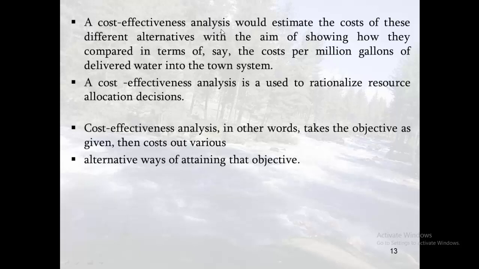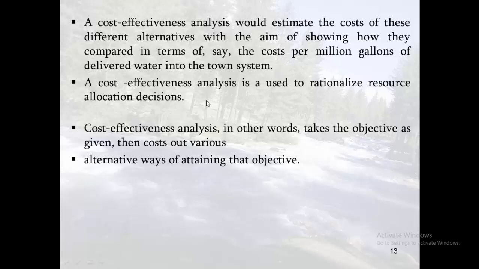What the cost-effectiveness analysis does is estimate the cost of these different alternatives, with the aim of showing how they compare in terms of, say, the cost per million gallons of delivered water into the town system. They can be compared in different ways. We have these three choices. Which one is easier? Which one is permanent? Which one is in the benefit of the society? And what is the cost per million gallons, or some other scale developed for the purpose? The cost-effectiveness analysis estimates the cost of these alternatives.